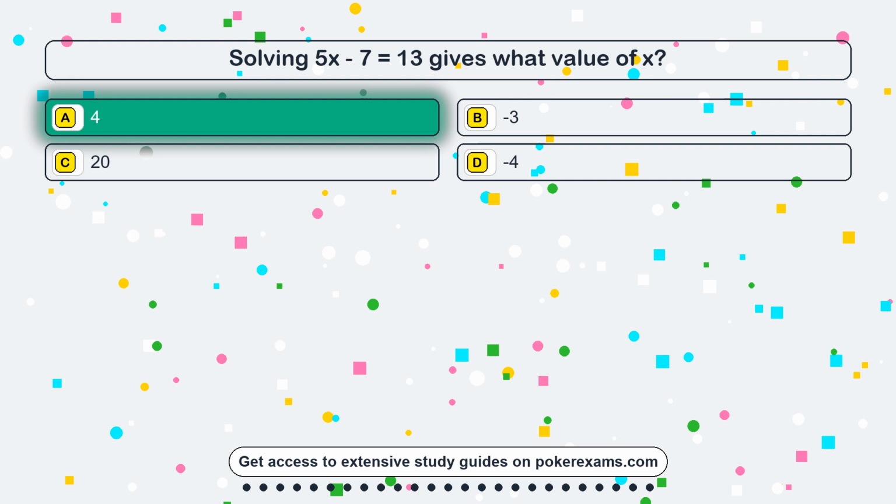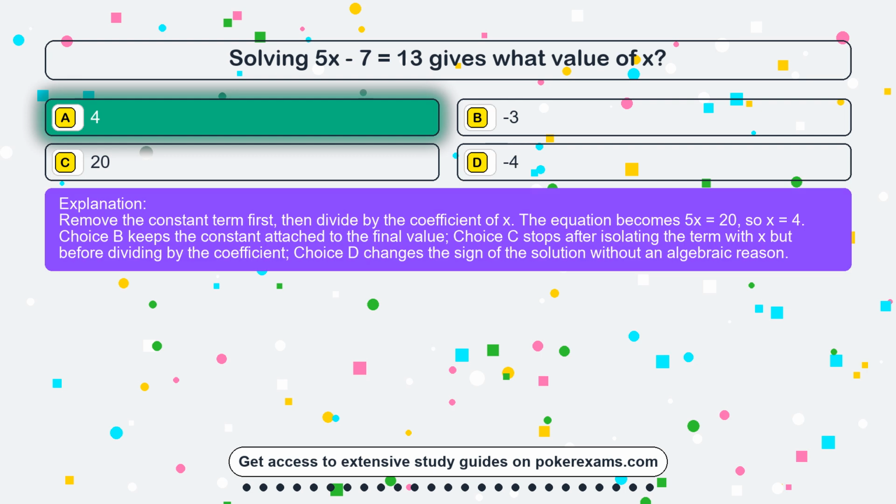The correct answer is option A, 4. Remove the constant term first, then divide by the coefficient of x. The equation becomes 5x equals 20, so x equals 4.